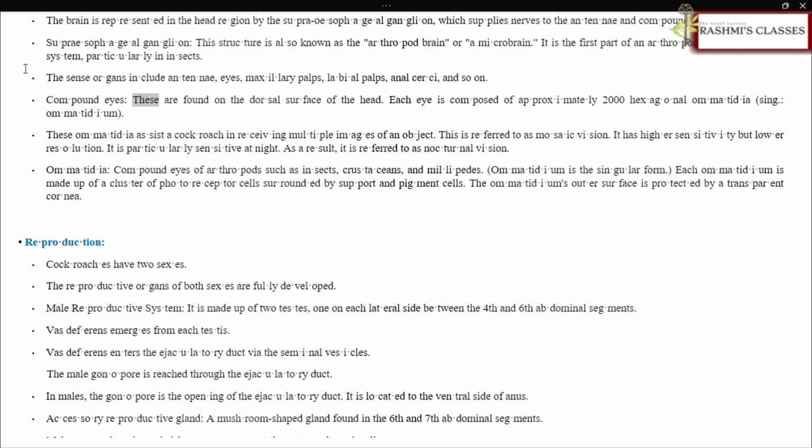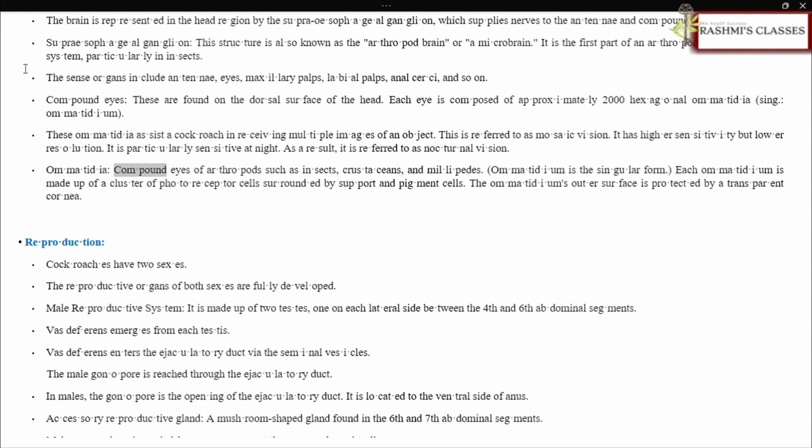Compound eyes. These are found on the dorsal surface of the head. Each eye is composed of approximately 2,000 hexagonal ommatidia, singular ommatidium. These ommatidia assist a cockroach in receiving multiple images of an object. This is referred to as mosaic vision. It has higher sensitivity but lower resolution. It is particularly sensitive at night. As a result, it is referred to as nocturnal vision.